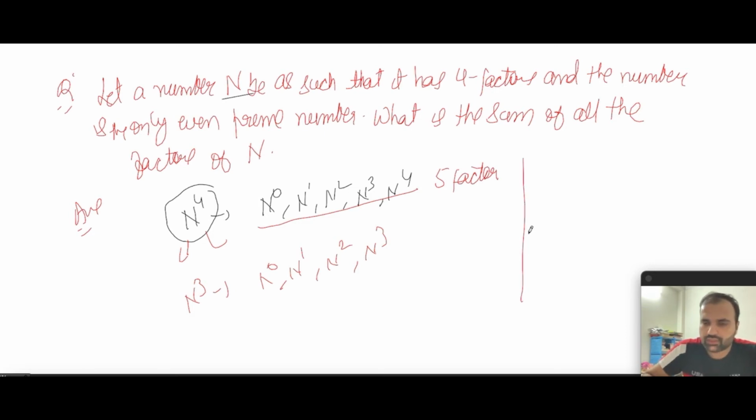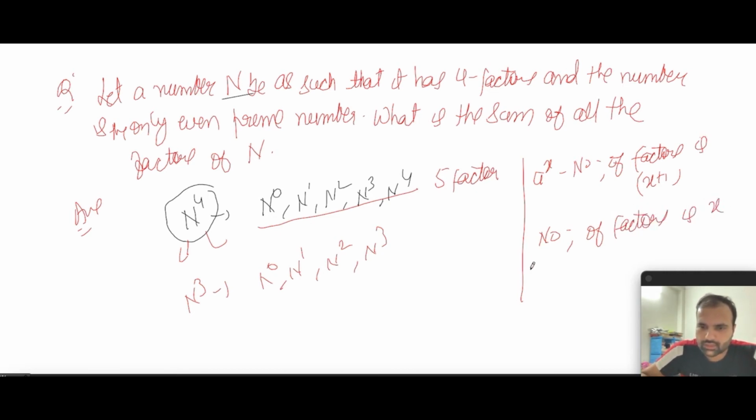Exactly, we have studied this before, that if a is to the power x, then the number of factors is x plus 1. Now similarly, if the number of factors is x, then our power would be x minus 1. Now these are equal identities. I'm just bifurcating it.